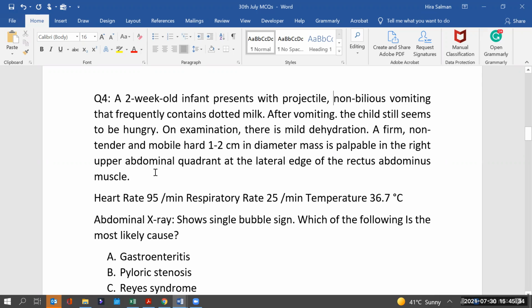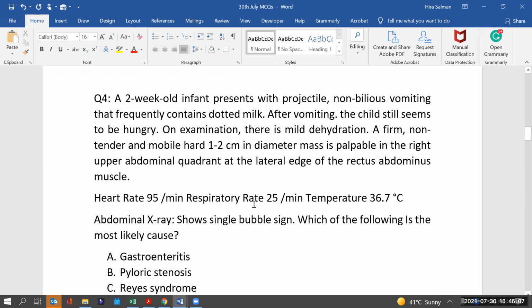A firm, non-tender, mobile, hard 1 to 2 centimeter diameter mass is palpable in the right abdominal quadrant at the lateral edge of the rectus abdominis. So now the mass is palpable. If they had mentioned an olive mass, that would definitely help in making a diagnosis of this one. But it's okay if olive is not mentioned. They only mention a very small mass, 1 to 2 centimeters. So think about the size of an olive, 1 to 2 centimeters. So that's another synonymous clue for you.